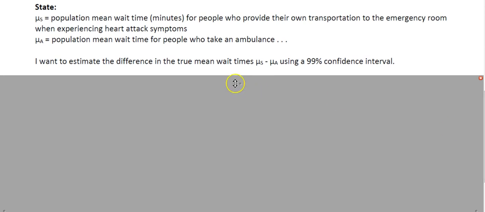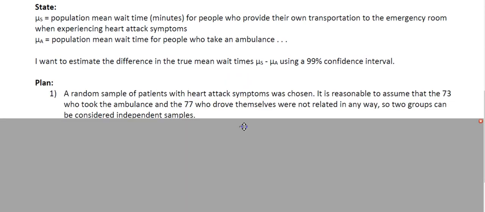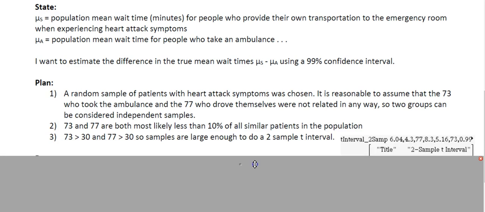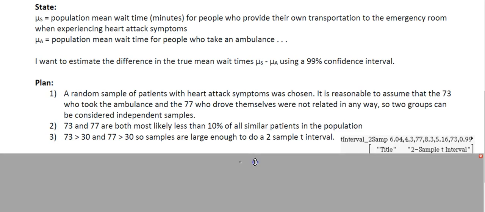Now let's take a look at the conditions. The conditions are not different than what you've done before, except for the fact that you're doing them for two samples and you have to do them separately for each sample. And you have to say specifically that the samples are independent of each other. That is really important. So you can say there were two independent random samples taken and name that. In this case, there weren't two independent random samples taken.